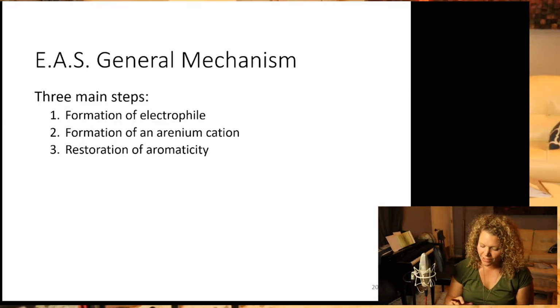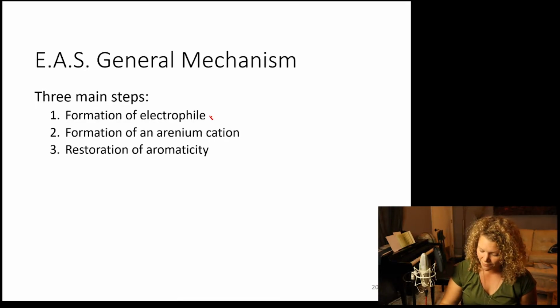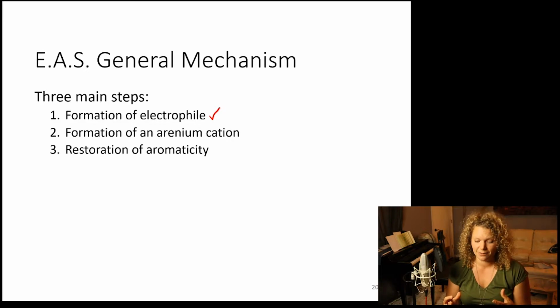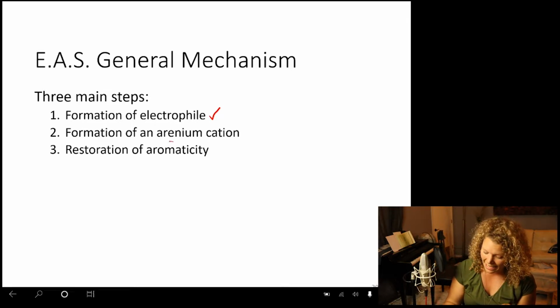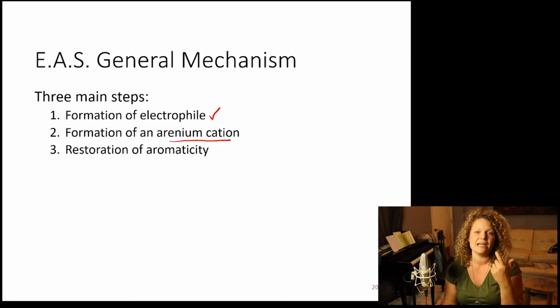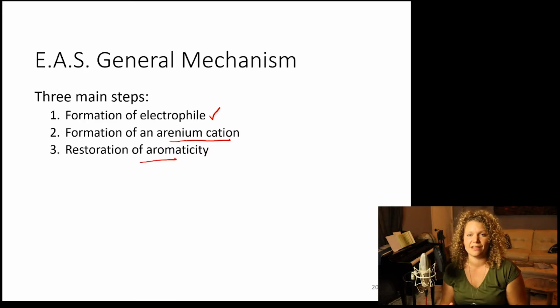And so here we're going to review a little bit about the general mechanism of EAS reactions. First, we have the formation of our electrophile. Then we attack our electrophile with our aromatic ring. This is going to form our arenium cation that we talked a lot about. And the stability of this is dependent upon the substituents on that aromatic ring. Then we're going to have a restoration of the aromaticity. And a little review about this.